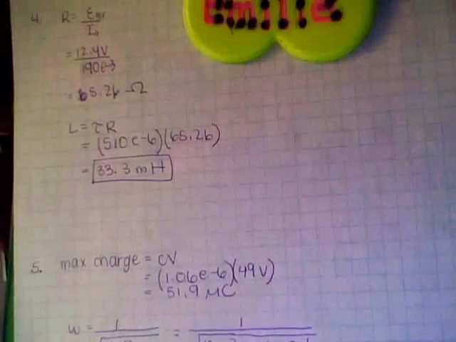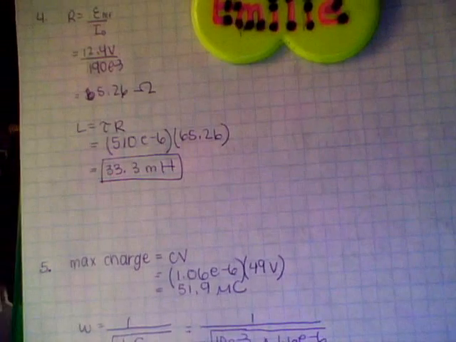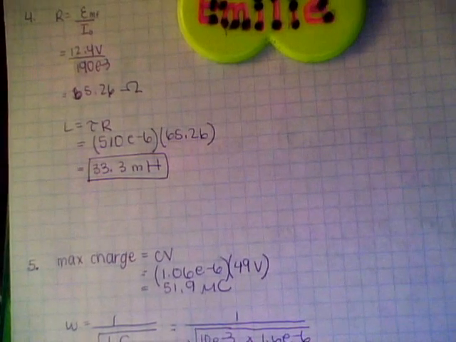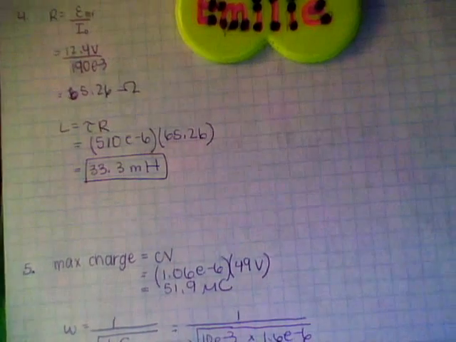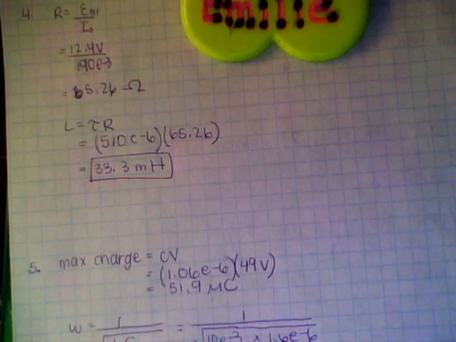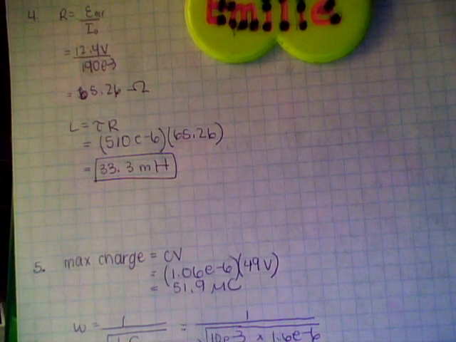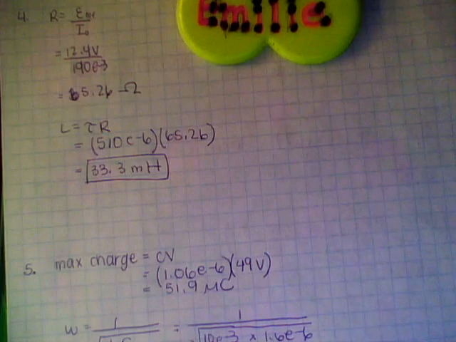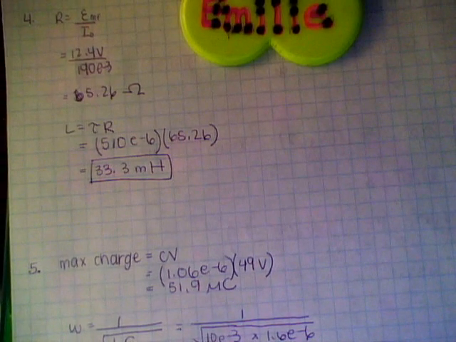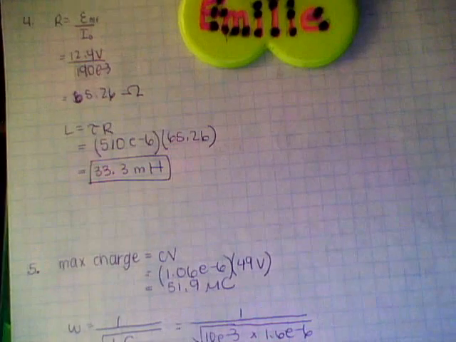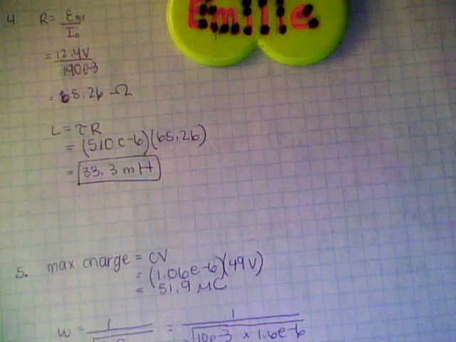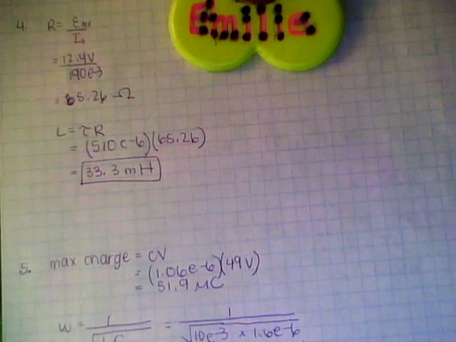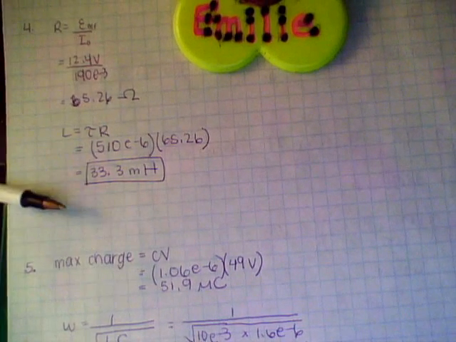Okay, number 4. The equation for resistance is EMF over current, so you plug in your variables, and my variables came out to 65.26 ohms. And then once you do that, you plug it into the length equation, which is length times time times resistance, or torque times resistance, which is 33.3.